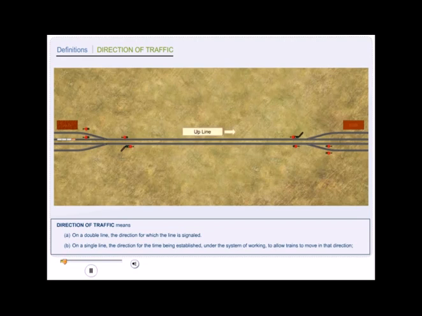Direction of traffic means: A. On a double line, the direction for which the line is signaled. B. On a single line, the direction for the time being established under the system of working to allow trains to move in that direction.